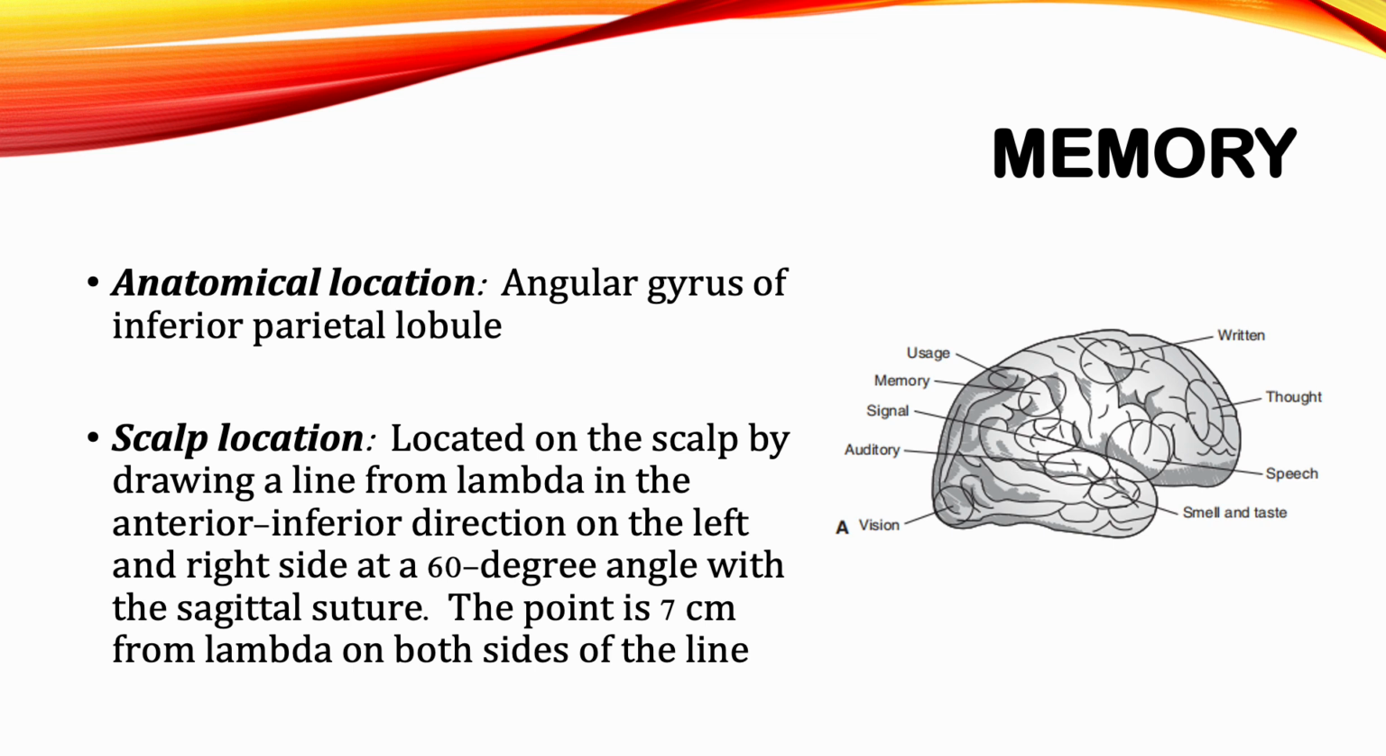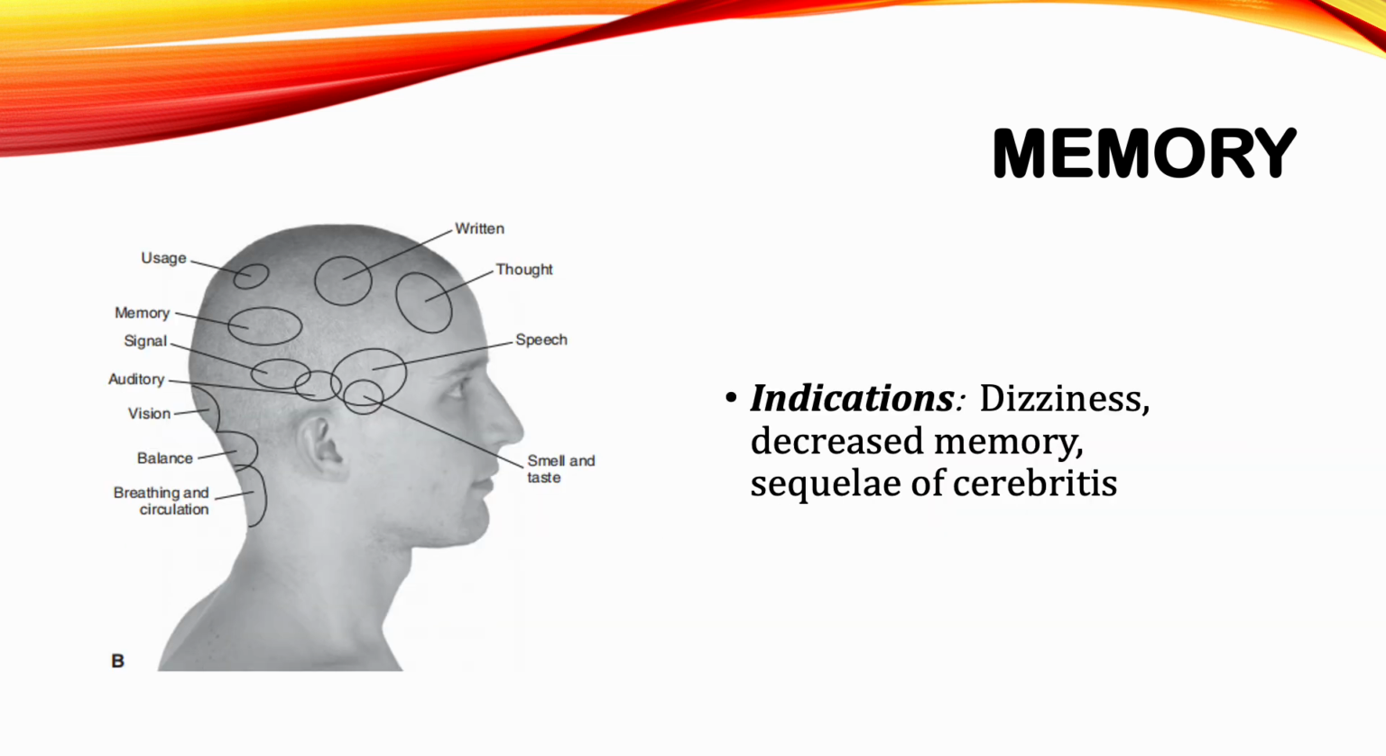The memory center. Anatomical location: it is located on the angular gyrus of the inferior parietal lobule. Scalp location: it is located on the scalp by drawing a line from lambda in the anterior inferior direction on the left and right side at a 60-degree angle with the sagittal suture. The point is 7 centimeters from lambda on both sides of the line. Indications: dizziness, decreased memory, and sequelae of cerebritis.